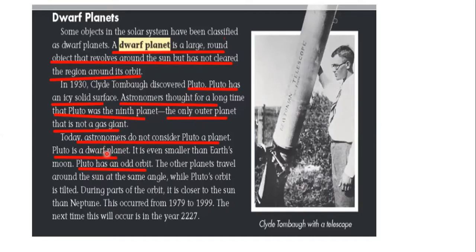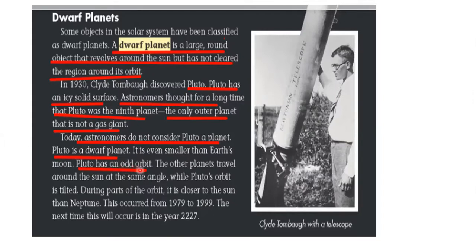Pluto is what? A dwarf planet. Again, what is it? Pluto. Is it a planet? No. Is it an inner planet or an outer planet? It's not an outer planet. It's a dwarf planet. It's even smaller than Earth's Moon. So is it smaller or bigger than the Earth's Moon? Excellent. It's smaller than Earth's Moon.